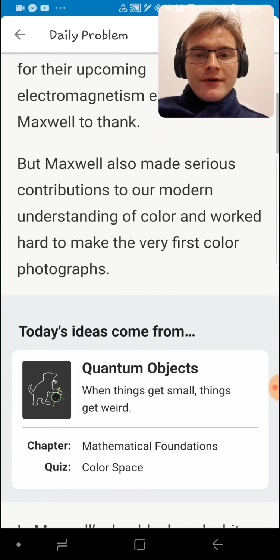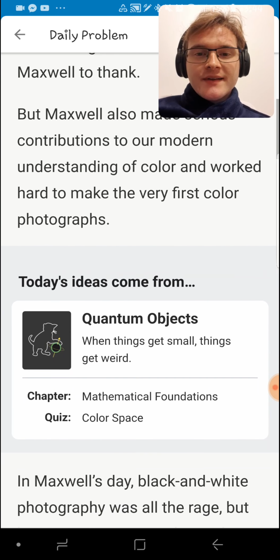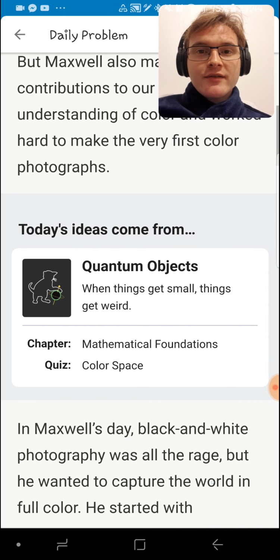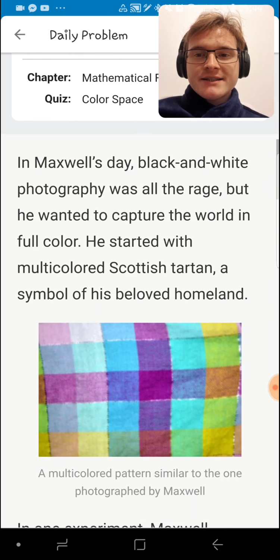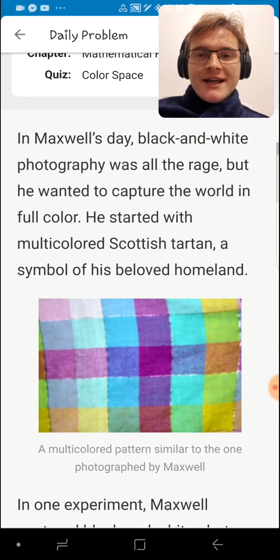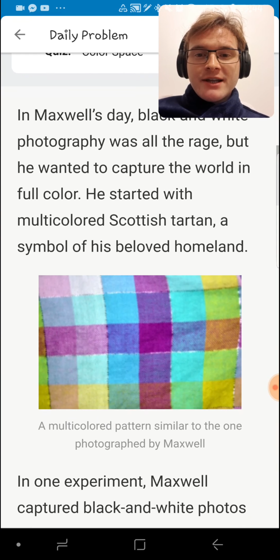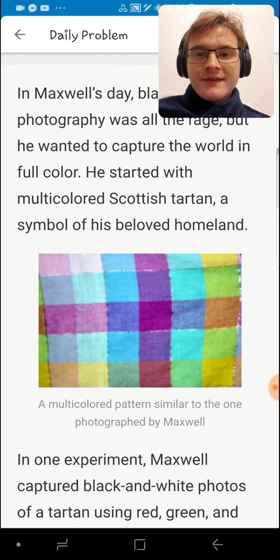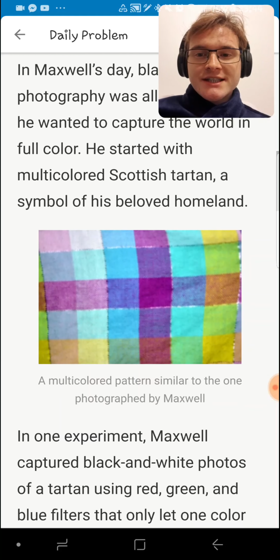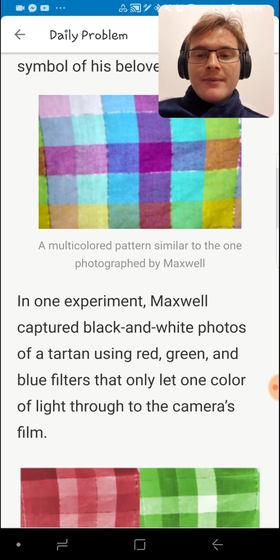But Maxwell also made serious contributions to our modern understanding of colour and worked hard to make the very first colour photographs. That's correct. In Maxwell's day, black and white photography was all the rage, but he wanted to capture the world in full colour. He started with multicoloured Scottish tartan, a symbol of his beloved homeland.